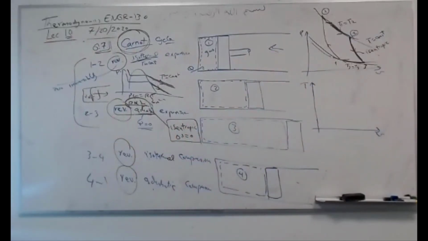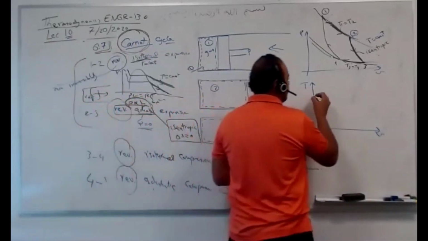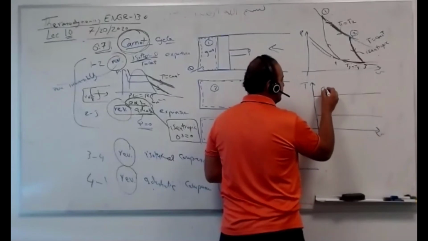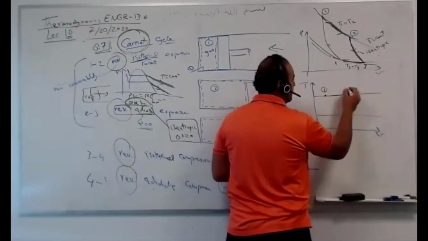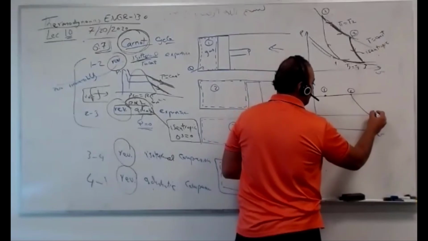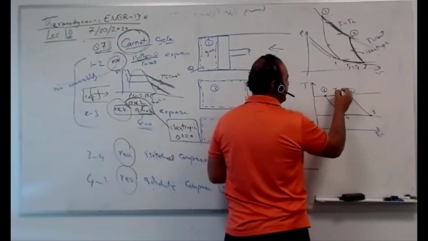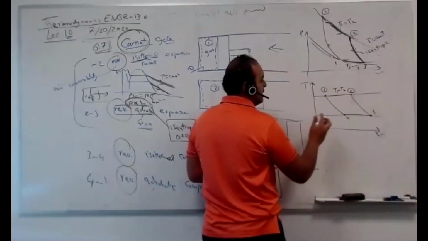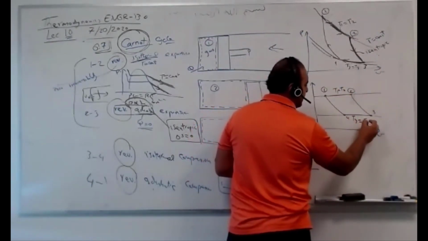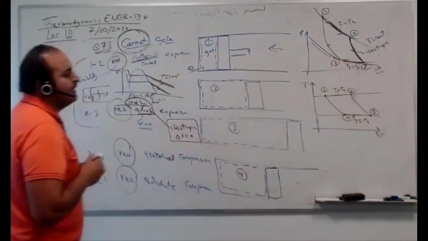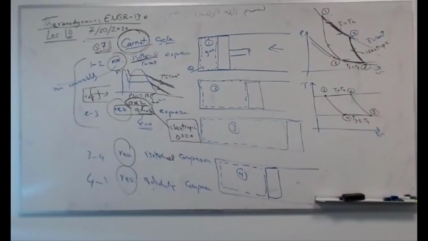Okay? Look at this one. These are the 2 temperature lines. So this is 1. This is 2. This is 3. This is 4. So T1 equals T2, that's a horizontal line. T3 equals T4, that's a horizontal line. This is the Carnot cycle in the PV diagram and TV diagram.